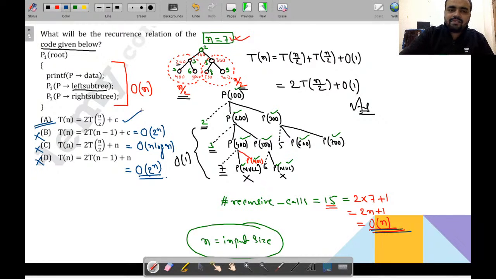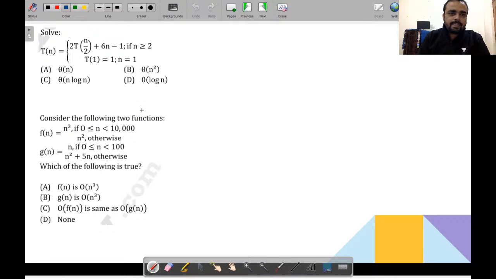Got it, everyone? Now let's see the next numerical. This is one of the easiest numericals which you can directly find out. Here, see, it is given T of n is equal to 2T of n/2 plus 6n minus 1. Of course, if something like this is given, then this is nothing but equivalent to order of n.